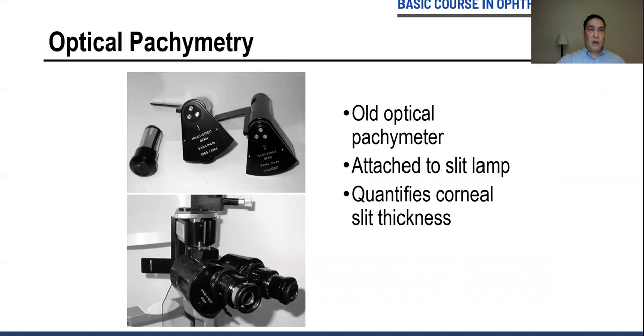You can also measure corneal thickness, or pachymetry, by using the old machine called an optical pachymeter. The old optical pachymeter, which was attached to a slit lamp, quantifies corneal slit thickness. This is no longer used.